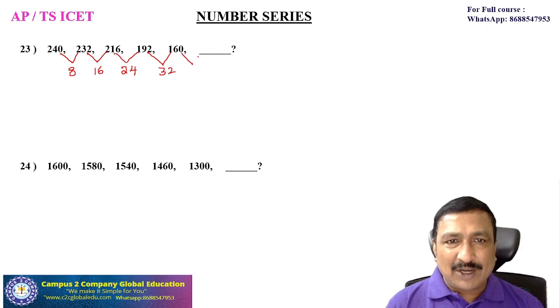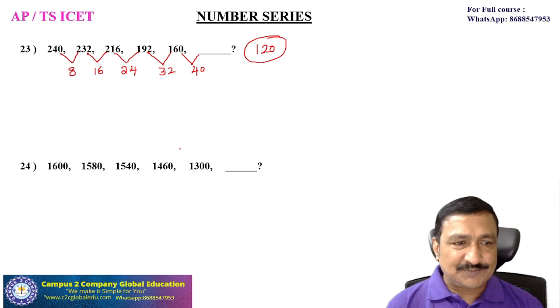So if you look at 8, 16, 24, 32, it is decreasing by multiples of 8. So for the next number, after 32, the next multiple of 8 is 40. So 160 minus 40, which is equal to how much will come? 120. So the answer for this question is 120, friends. Now look at the next question.